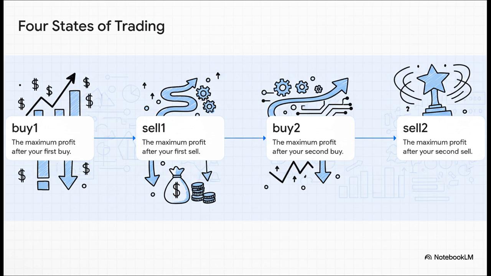Then sell one is your max profit after you sell that first share. Buy two is where you're at after you've reinvested and bought your second share. And finally, sell two, that's your grand total, the final profit after that second sale. We're just going to update these 4 numbers every single day.